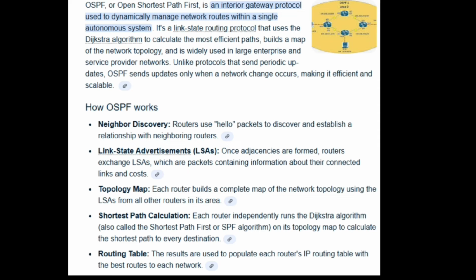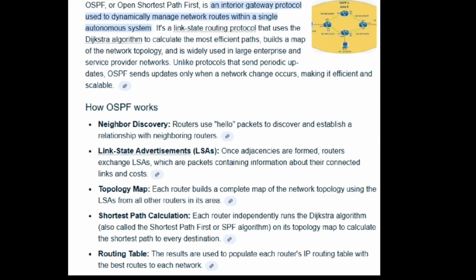How it works? Neighbor discovery. Routers use hello packets to discover and establish a relationship with neighboring routers. Link state advertisements, LSAs. Once adjacencies are formed, routers exchange LSAs, which are packets containing information about their connected links and cost. Topology map. Each router builds a complete map of the network topology using the LSAs from all other routers in its area.